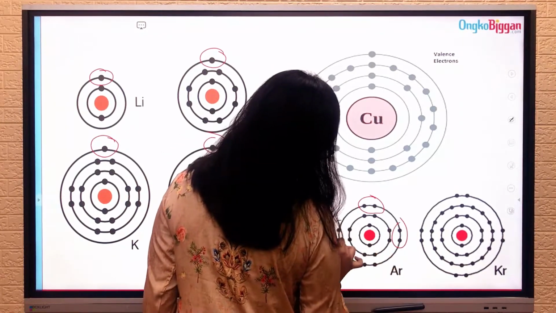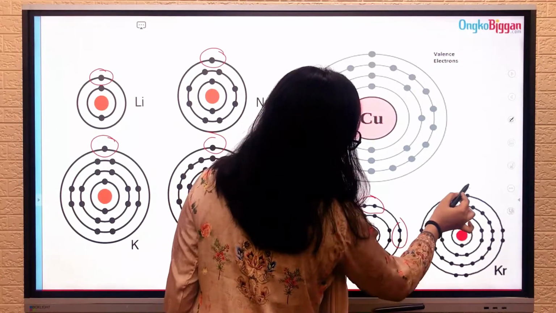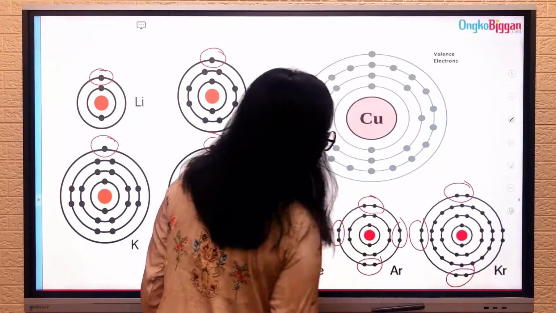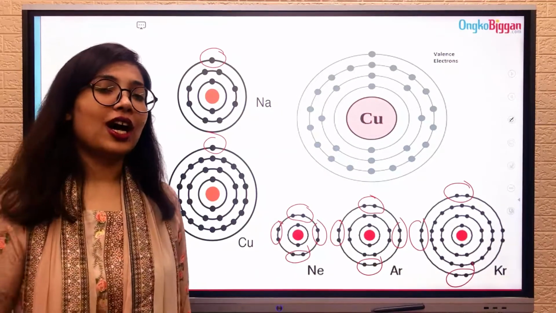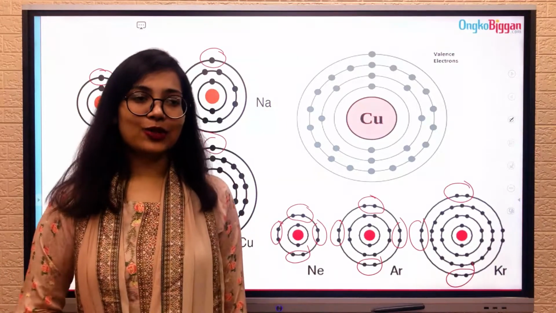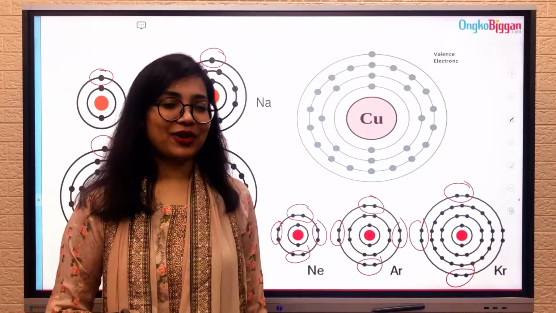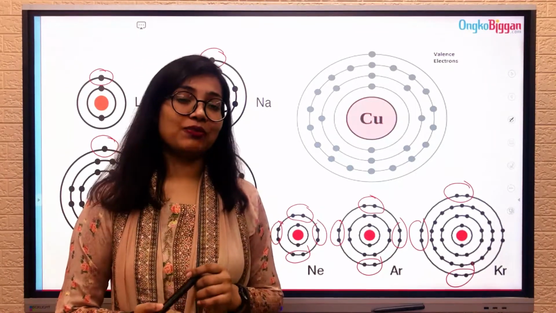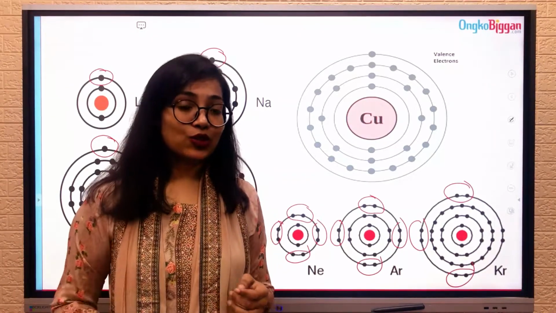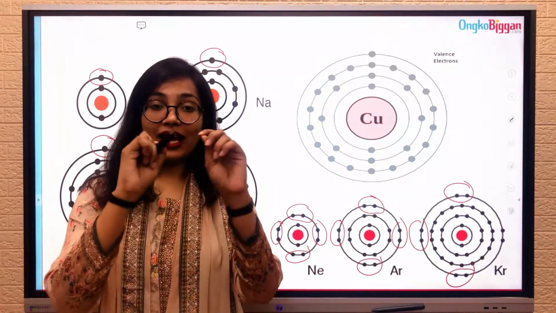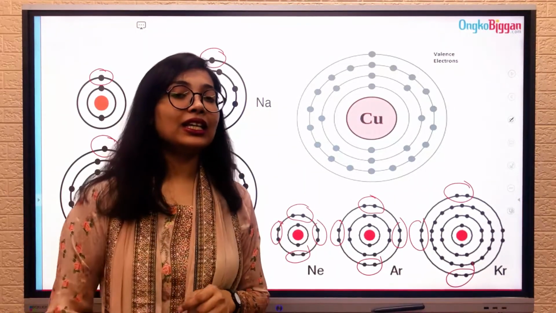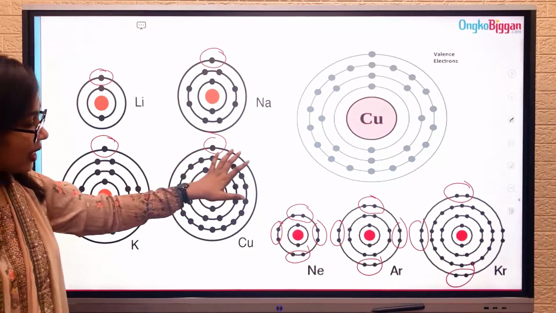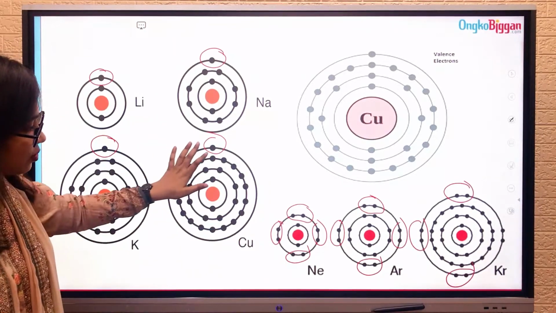Argon has 8 electrons on its outer shell. And krypton has 8 electrons on its outer shell. So why am I only pointing out the outer shells, right? This question might pop in your head. The reason is that valence electrons are the electrons situated at the last energy level of any atom. Here for copper, at the last energy level, there is only 1 electron.